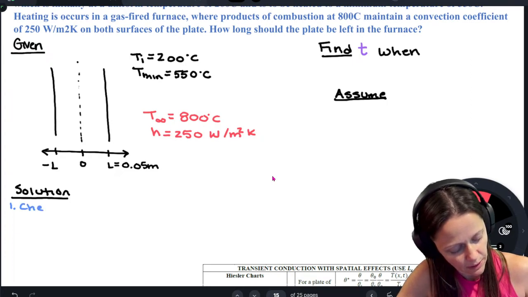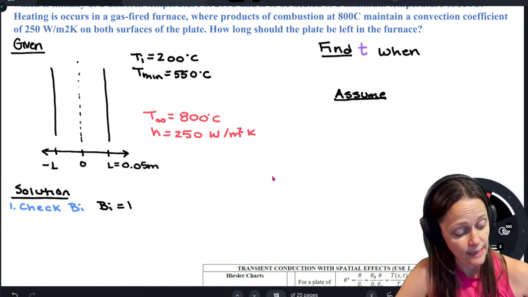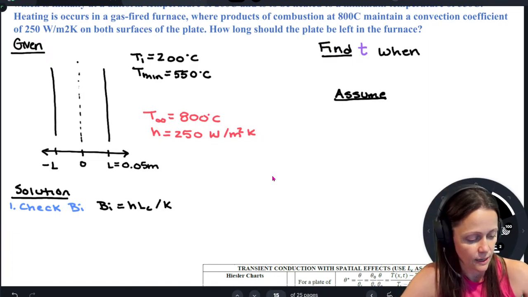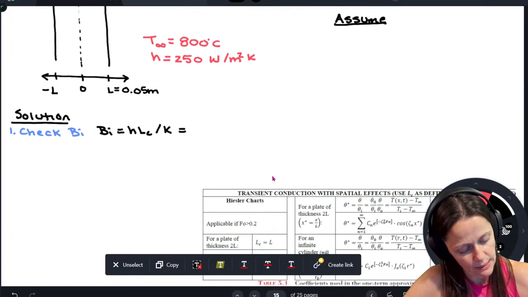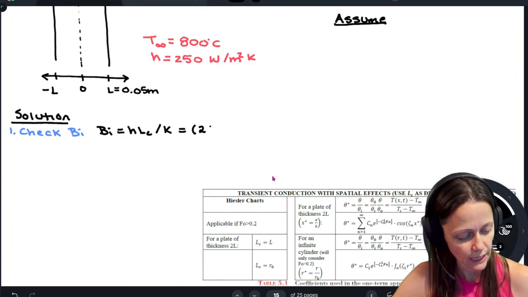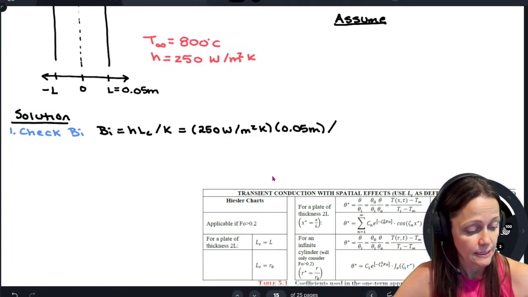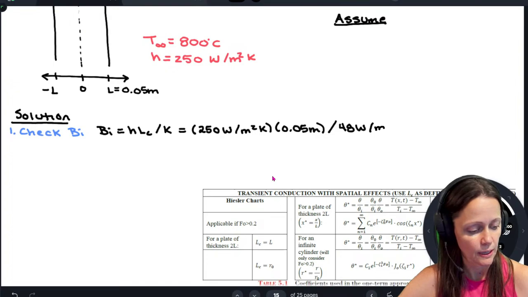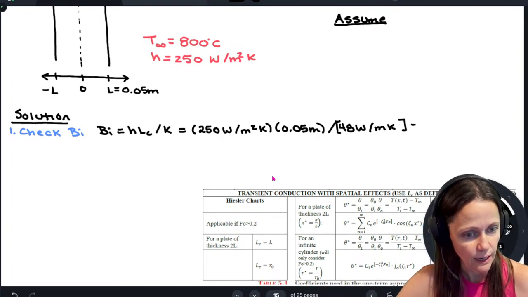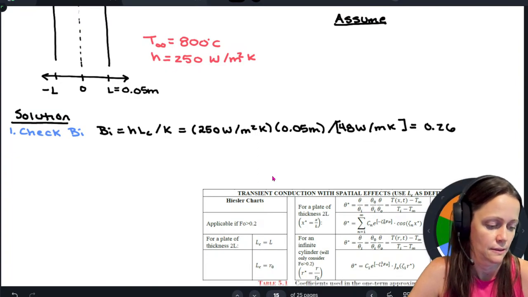So check our Biot number. All right, so my Biot number is h Lc over k. I have Lc is just the 0.05. So this is going to be 250 watts per meter squared Kelvin times Lc 0.05 meters divided by our k, and our k was 48 watts per meter Kelvin. And I end up getting a value of 0.26. So yeah, I can't ignore it.